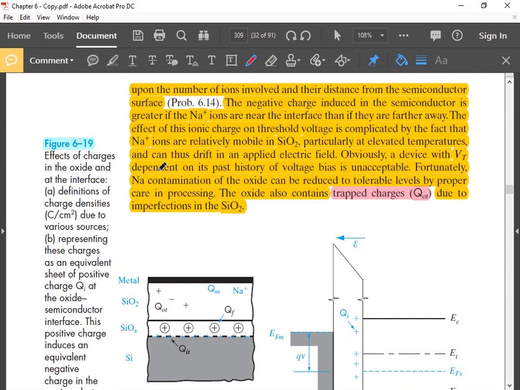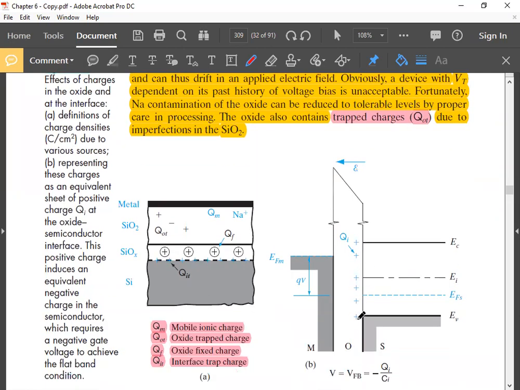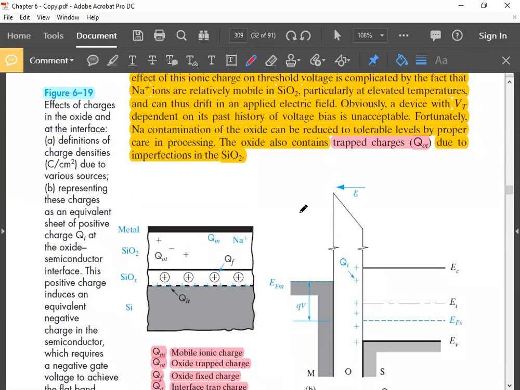So this is unacceptable, which is why, fortunately, sodium contamination of oxide can be reduced to a tolerable level by proper curing processing. If you can reduce these sodium ions sufficiently, then their effect will be almost negligible.